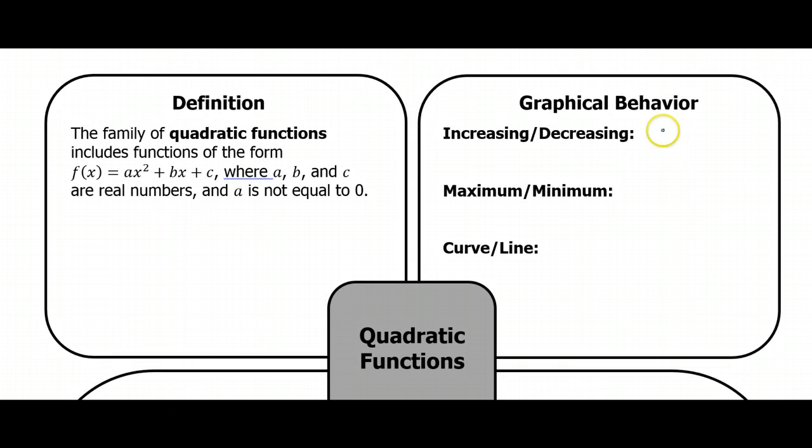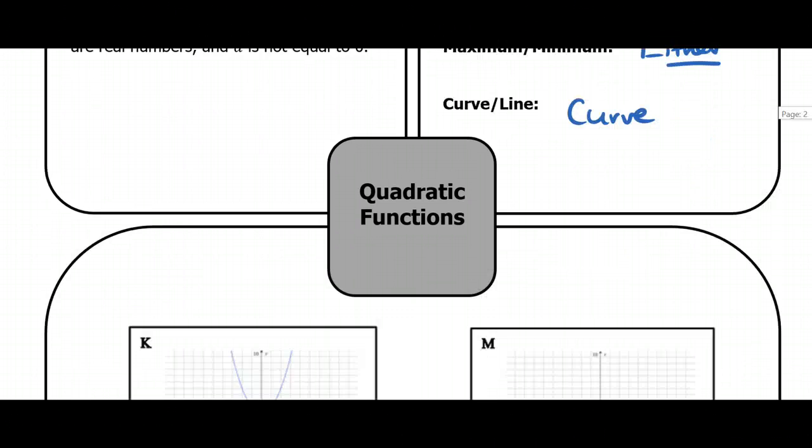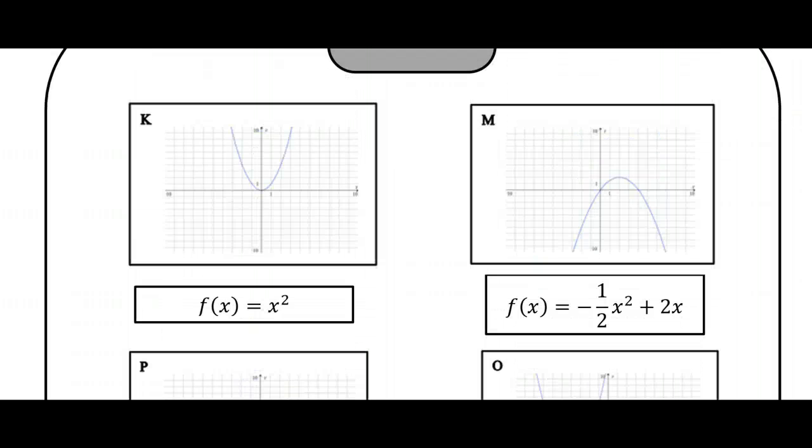So a quadratic function is going to be both increasing and decreasing. All quadratics are going to increase and decrease both. They are going to have either a maximum or a minimum, but not both. And all quadratics are going to be curves, as opposed to lines. So let's look down at these 4 graphs here and talk about those characteristics.